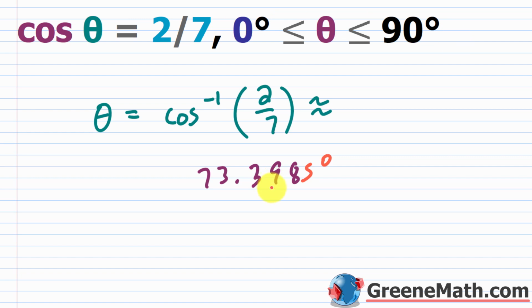Now again, if you did not have this restriction here, then theta could be any angle that's in either quadrant 1 or quadrant 4, that's where cosine is positive, that has this reference angle.